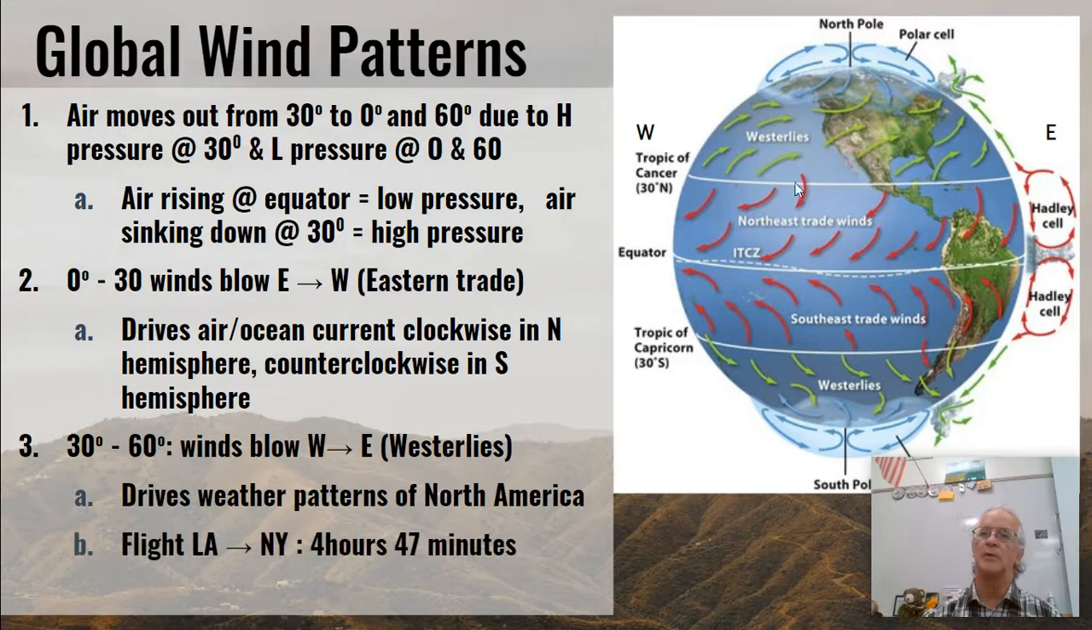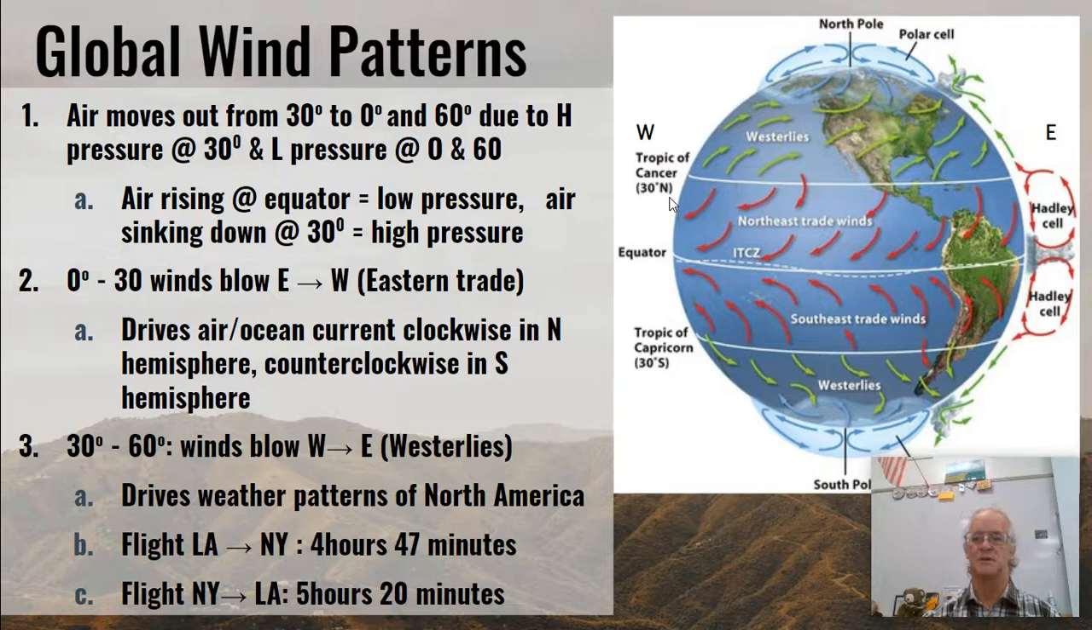Now, one way to remember that is if you're going on an airplane flight from LA to New York, it's going to take you 4 hours and 47 minutes. Why? Because you have a tailwind. Well, what's going to happen when you're coming back? Well, you've got a headwind, and therefore it's going to take you approximately 30 minutes longer to go the same distance. Now, hopefully that made sense.